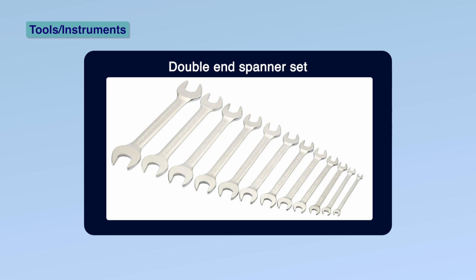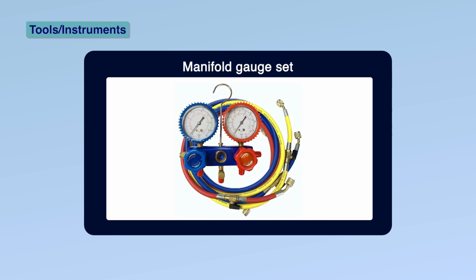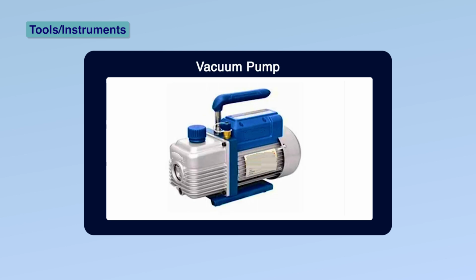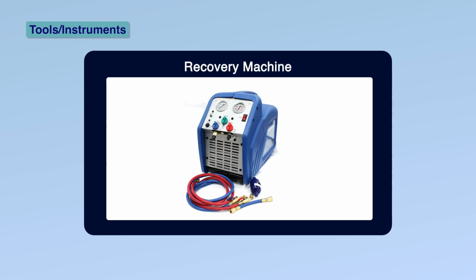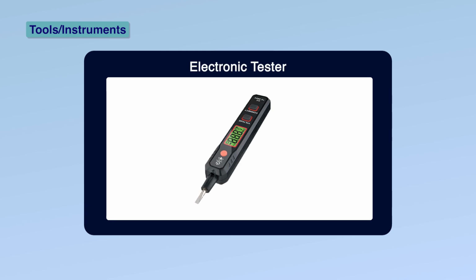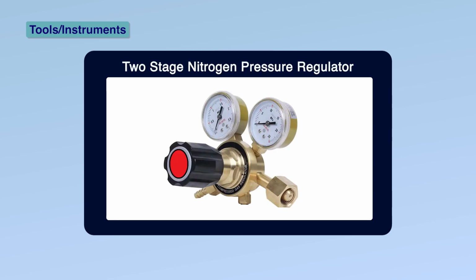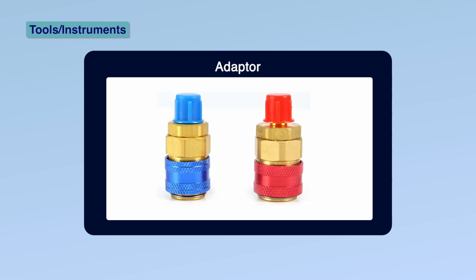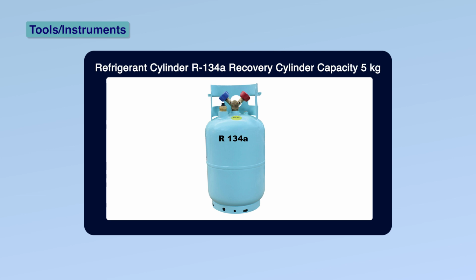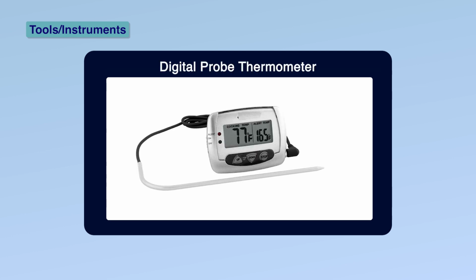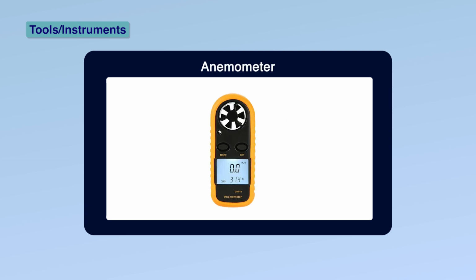Tools, instruments: double end spanner set, manifold gauge set, vacuum pump, recovery machine, electronic tester, two-stage nitrogen pressure regulator, adapter, refrigerant cylinder R134A, recovery cylinder capacity 5 kg, digital probe thermometer, anemometer.